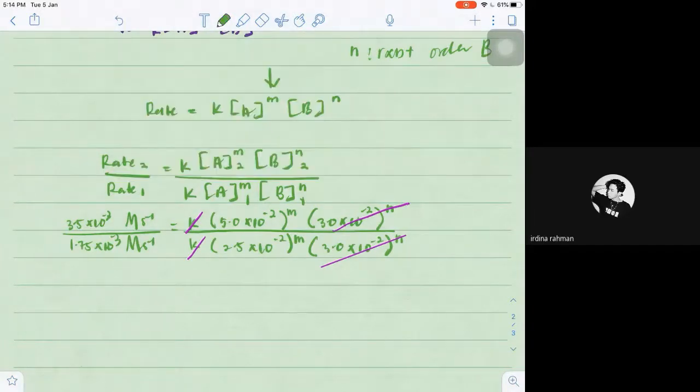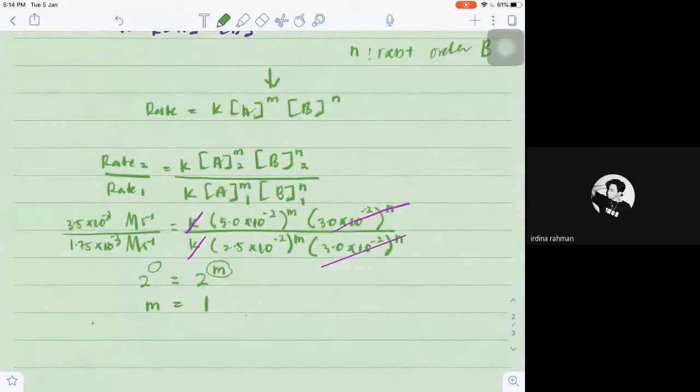So it is equal to 2 here, equal to 5.0 over 2.5, exponent negative 2, exponent negative 2, power of m. So 5 over 2.5 will be 2 power of m. So obviously 2 power of 1 is equal to 2 power of m. So m is equal to 1. So the order for A is first order.